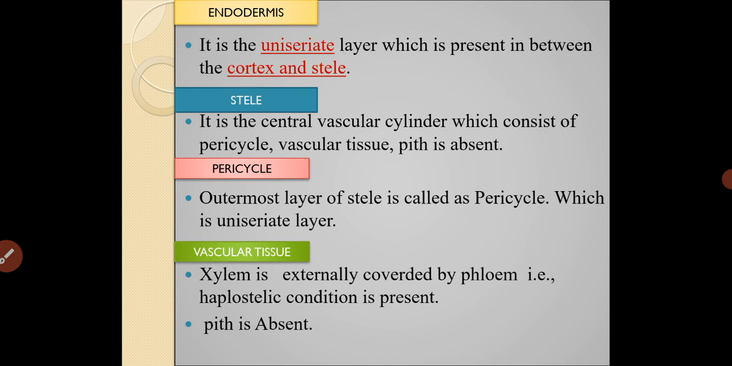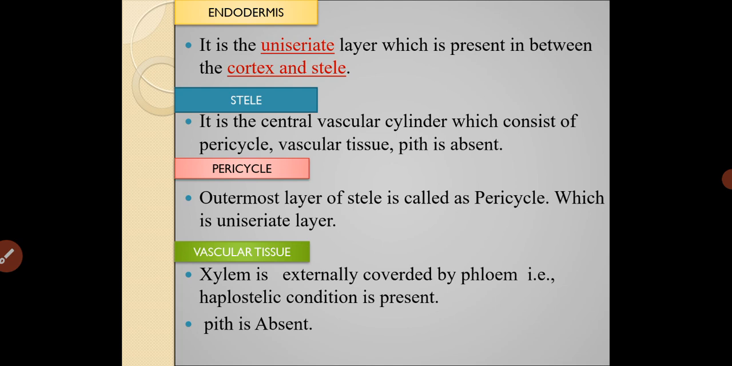About the endodermis, it is the uniseriate layer and it is the region which differentiates the cortex and stellar region. Stele is the central vascular tissue, the vascular cylinder, which comprises of pericycle and vascular tissues. Here the pith is absent.